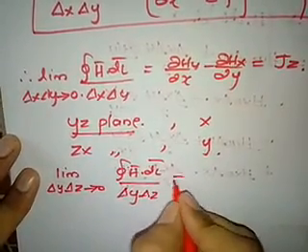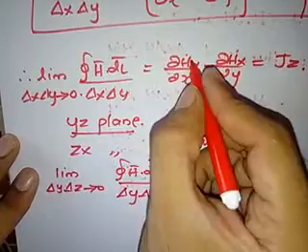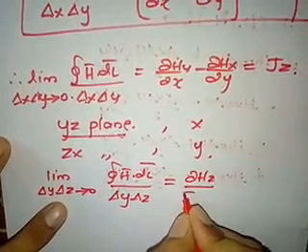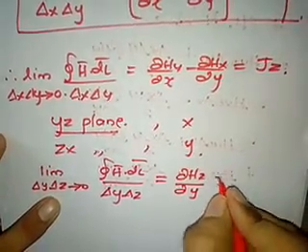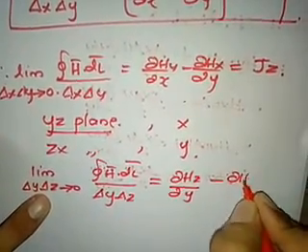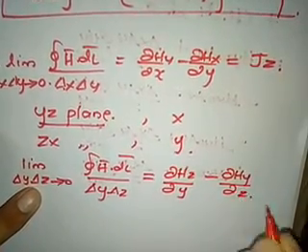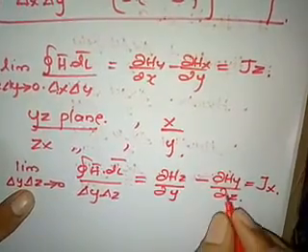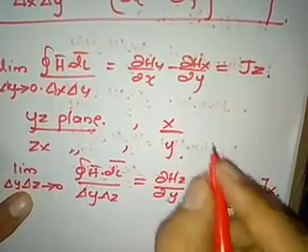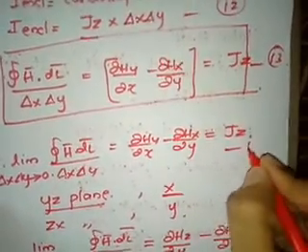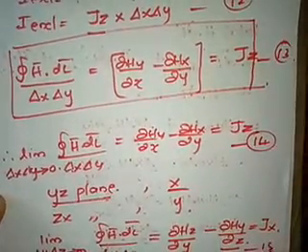So this will be equal to, so this is first ∂Hy/∂x, and similarly ∂Hz/∂y minus ∂Hx/∂y, so that is minus ∂Hy/∂z. This will be equal to Jx, current will be in the x direction. So take it as equation. This equation we will take as 14 and this as 15.